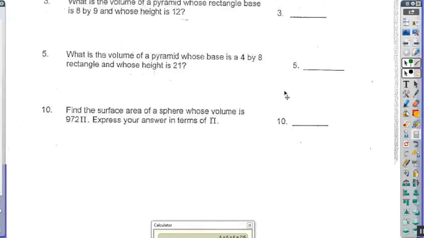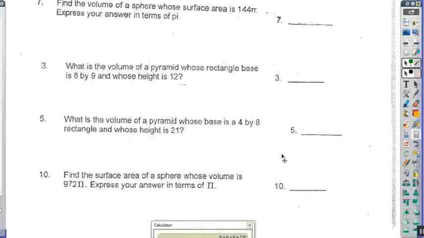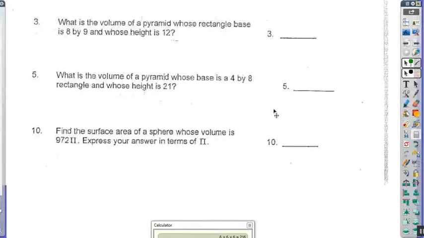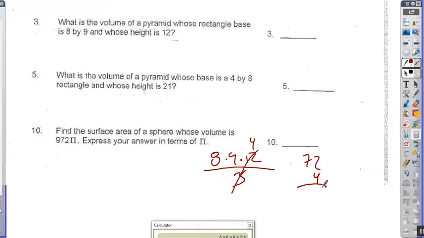All right. Okay, last 3. What is the volume of a pyramid whose rectangular base is 8 by 9 with a height of 12? So, pyramid again, length times width times height divided by 3. So we have 8 times 9 times 12 divided by 3. To make life a little bit easier, I'm going to divide this by 3, so we get 4. So we get 8 times 9 times 4. So we get 72 times 4, which is going to be 288.